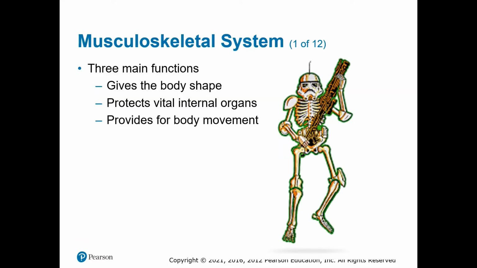So, body systems. The musculoskeletal system has three main functions. It gives the body shape, it protects the vital organs, and it provides for body movement. If we didn't have a spine, we'd just be a pile of mush on the floor. It allows us to move, and it gives us a shape. So we obviously know that the ribs, which are bones, protect the vital organs such as the lungs, the heart, part of the liver, the diaphragm, all of those things that are essential for living.